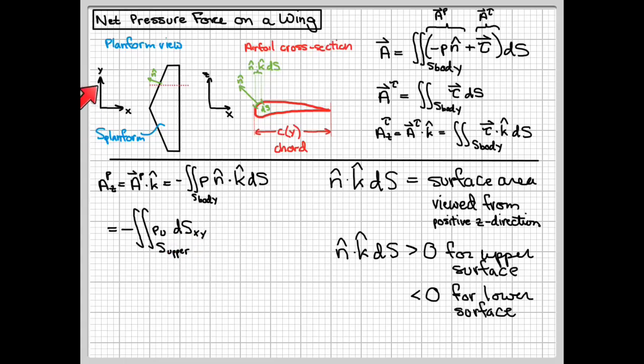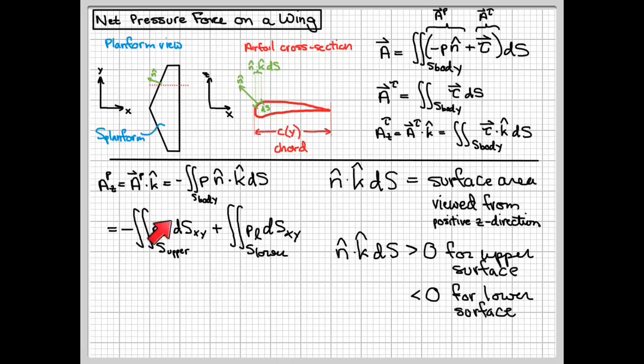So this integral here for the piece that's on the upper surface is minus the integral of the upper surface pressure times ds xy, which is the planform area on the upper surface. And I get the same thing except for a minus sign for the lower surface, which is P_L ds xy. But you can see here I've got a plus, here I've got a minus. The reason for the plus here is that n hat dotted with k hat is a negative value, like I mentioned here. So that flips the sign of this integral.